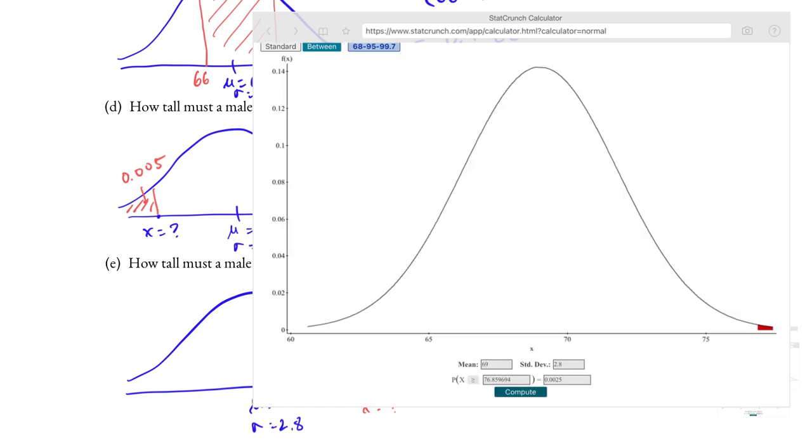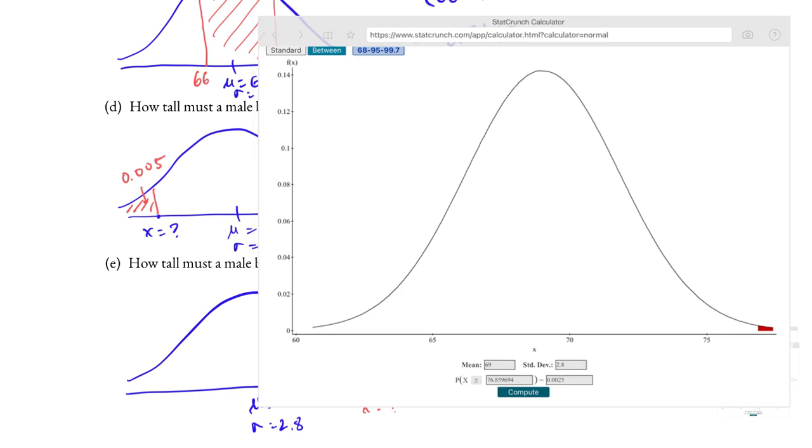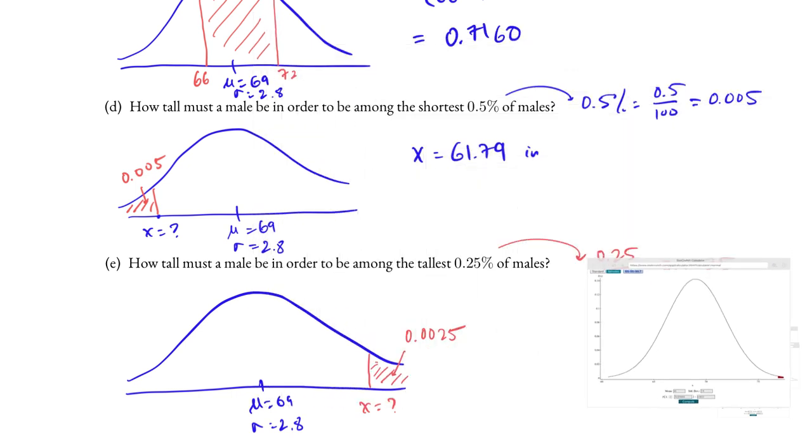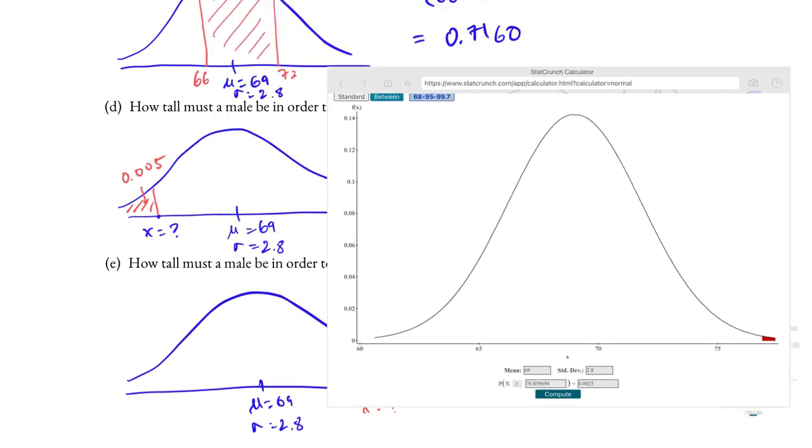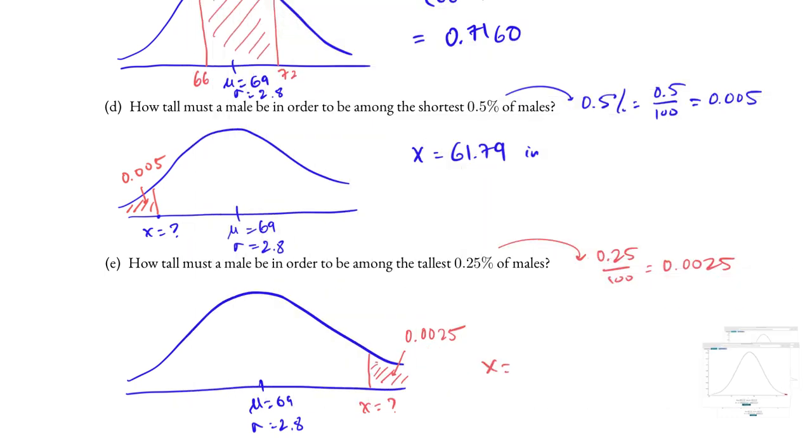The corresponding x value that the calculator gives us is 76.86. So the answer is x equals 76.86 inches, and that is the height that separates the top 0.25% from the rest.